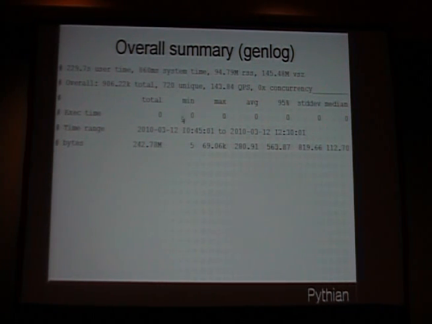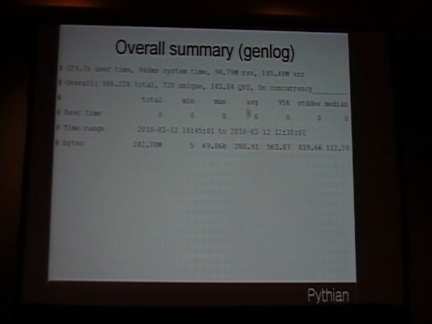The minimum number of bytes in a query was 5. The maximum number of bytes in a query was 69.06K. This can be really useful for determining the size of max allowed packet, for example. If your max allowed packet is smaller than this max, you've probably already run into problems.